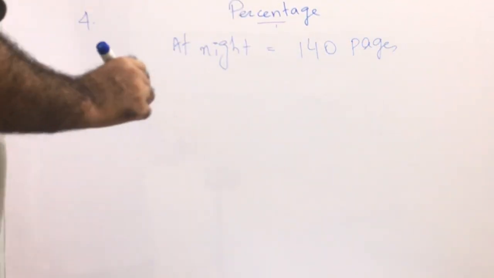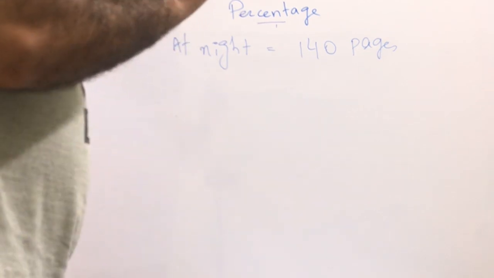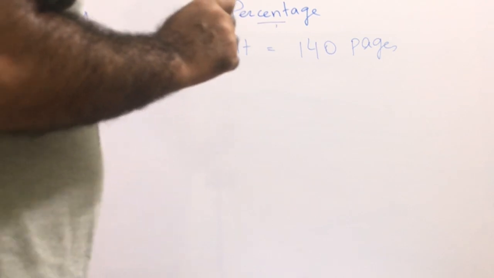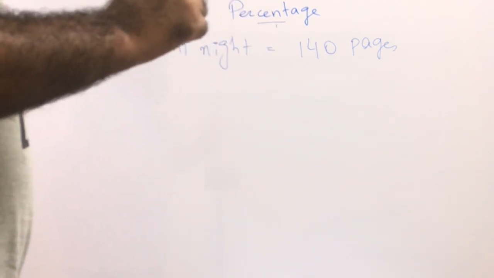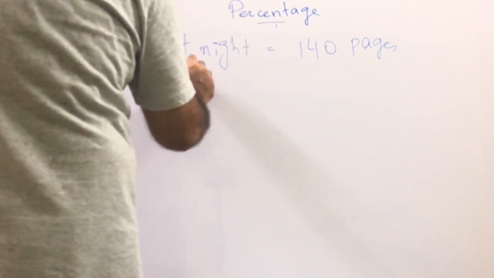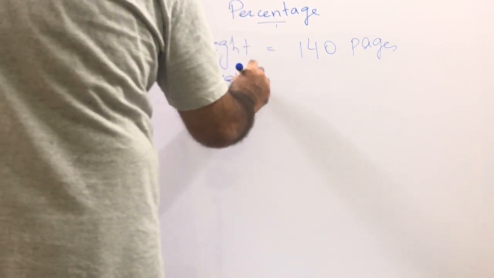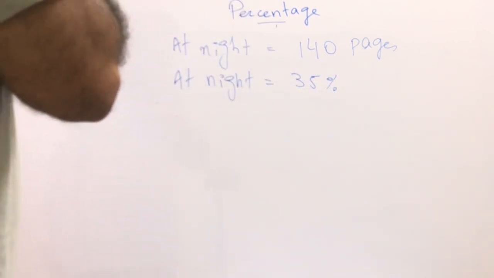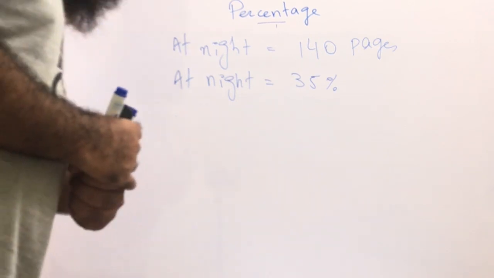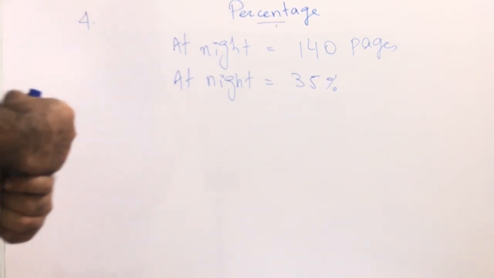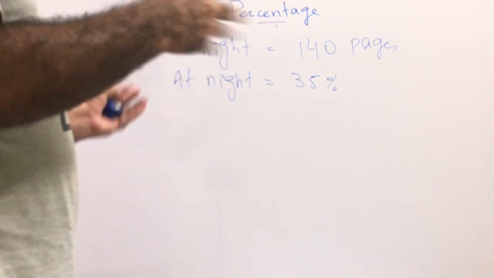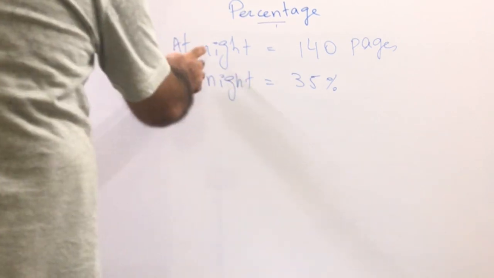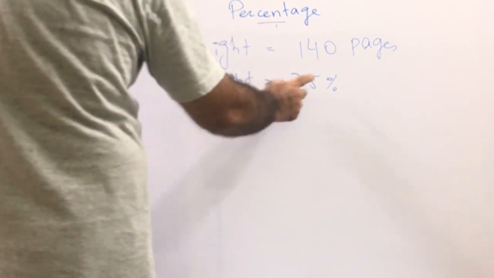It is given that she read 35% of the same book at night. She read 140 pages at night, so it is 35% at night. So we just need to ignore the first part, that she read 14% of the book in the morning. Just ignore this. We will only take the other part, that 140 pages she read at night, and 140 pages are equal to 35%.